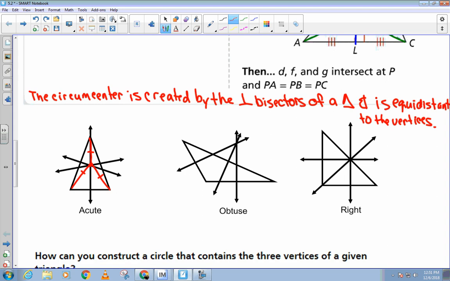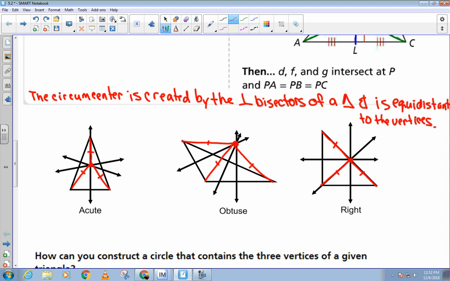Here's an obtuse triangle. Each one of these is a perpendicular bisector. This one's a perpendicular bisector on this side, and there's that one this way. In an obtuse triangle, they're going to intersect outside of the triangle. And that point is equidistant to each one of the vertices. In a right triangle, again, these are the perpendicular bisectors. The point of concurrency, the circumcenter, is on the triangle. And again, that point is equidistant from all the vertices.